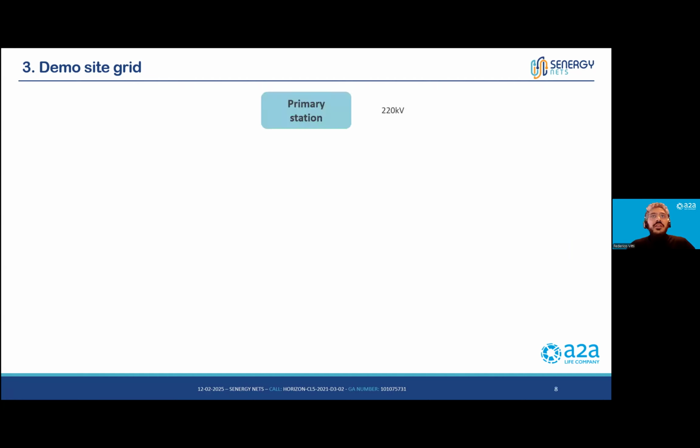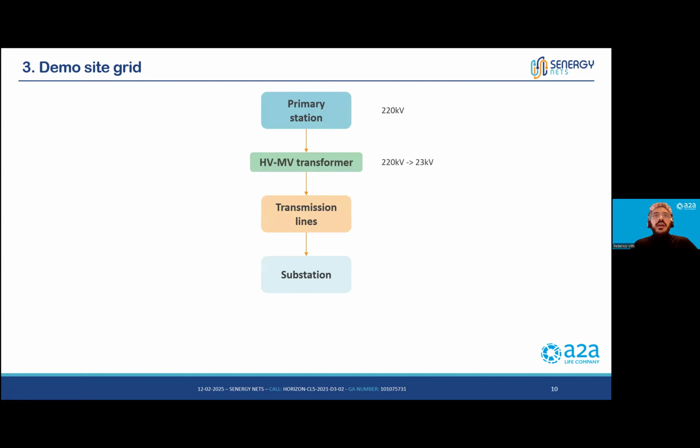So if we have a look at the electricity journey through the power grid, it arrives at the primary station at high voltage, so at 220 kilovolt. In the primary station, there is a high voltage to medium voltage transformer that lowers the electricity from 220 to 23 kilovolt. And then the electricity, through the transmission lines, arrives at the substation. The role of the substation is to pass the electricity to each secondary station that, as I said, are the final nodes of our grid.